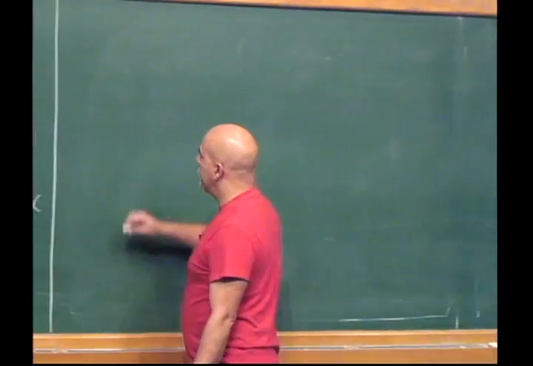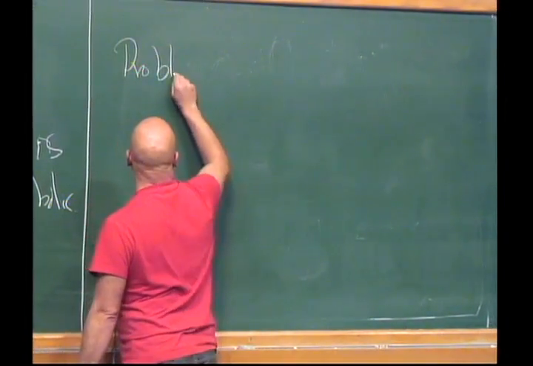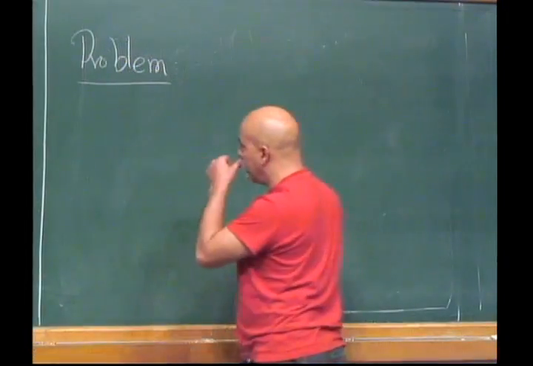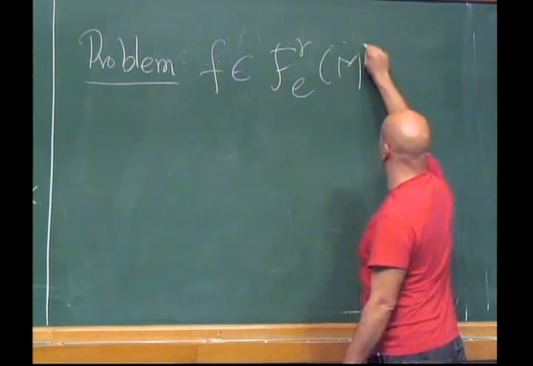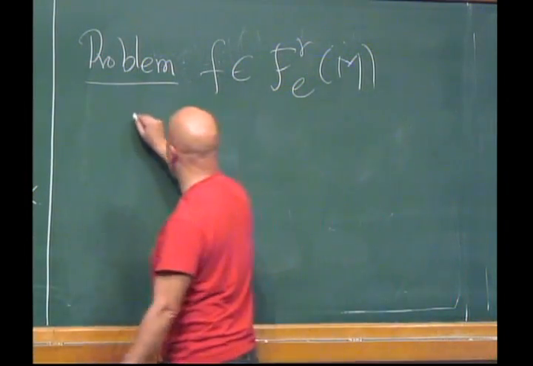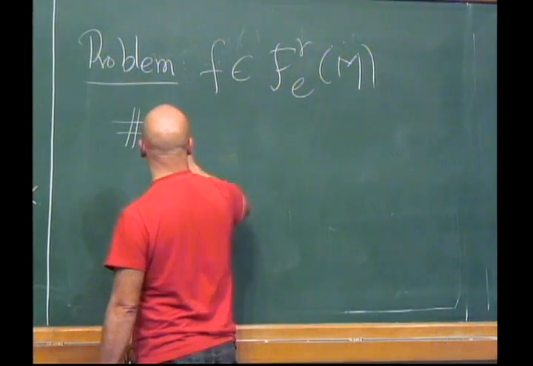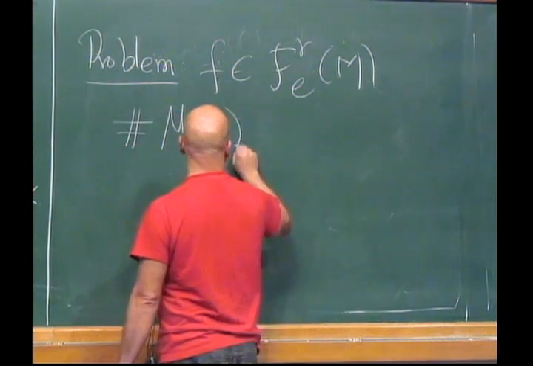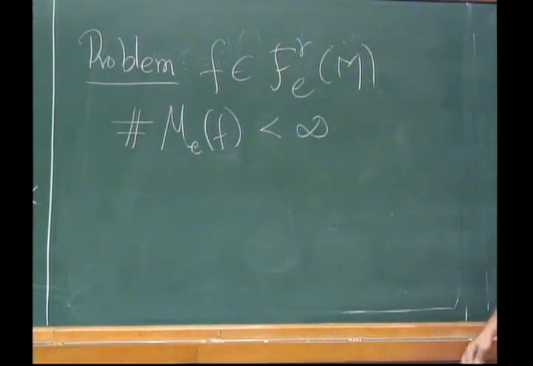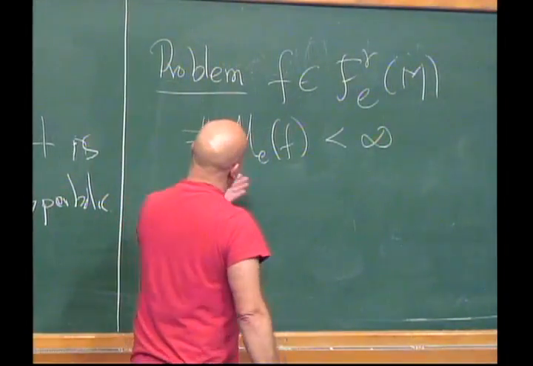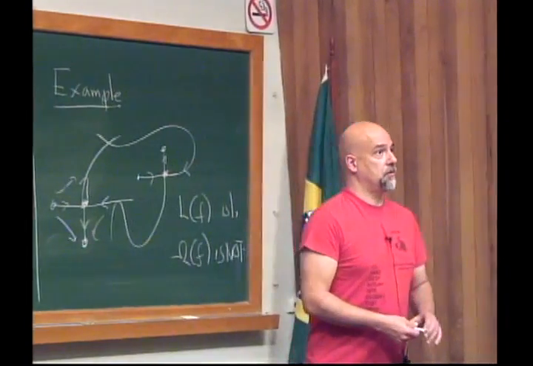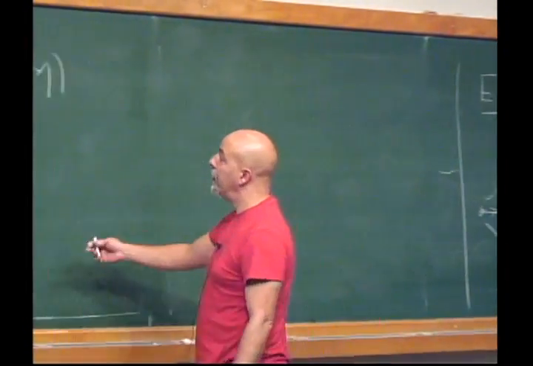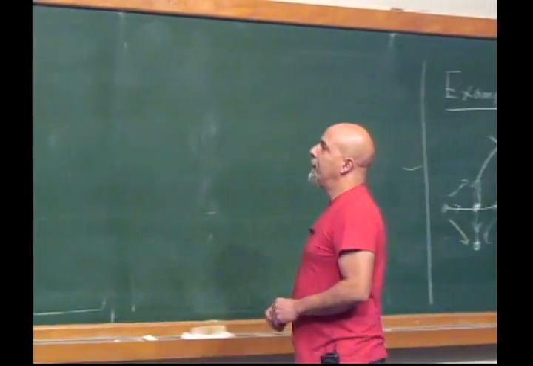So here's the problem that we would like to address. Assume that f belongs to this set RE of M, and the number of ergodic measures is finite. So this is a very simple situation. We have just finitely many periodic orbits. They are hyperbolic, and these are the only ergodic measures. And this is the same for f and for all nearby diffeomorphisms.